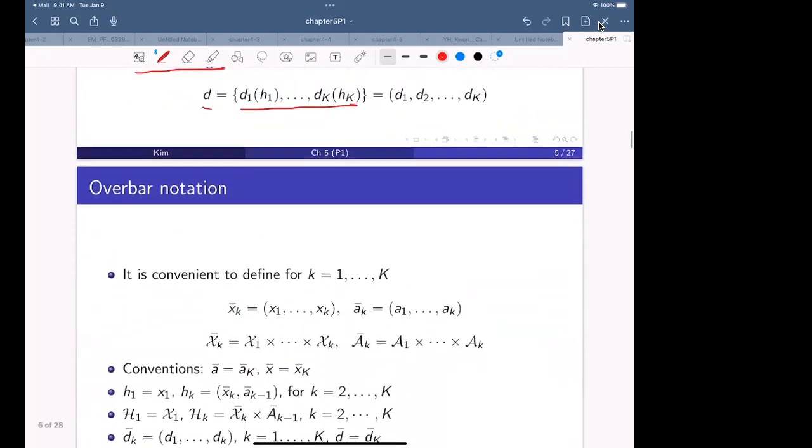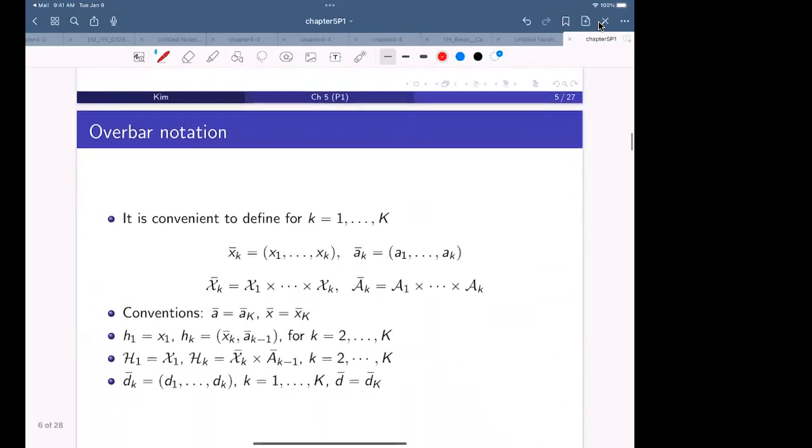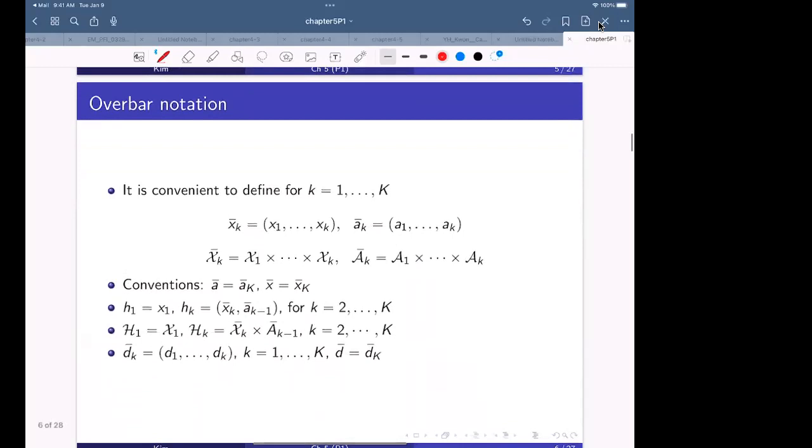That's quite complicated, I'd say. But anyway, let's use some simplification of the notation. Overbar notation will be used for the vector up to time k. So x bar k is a vector.